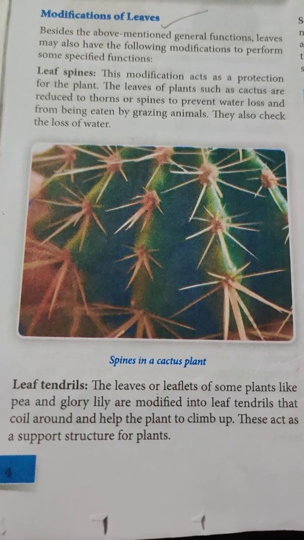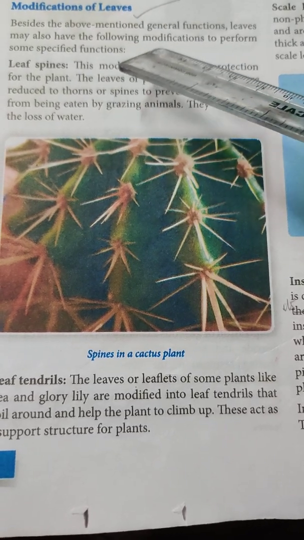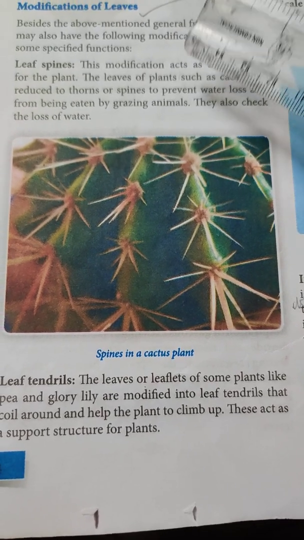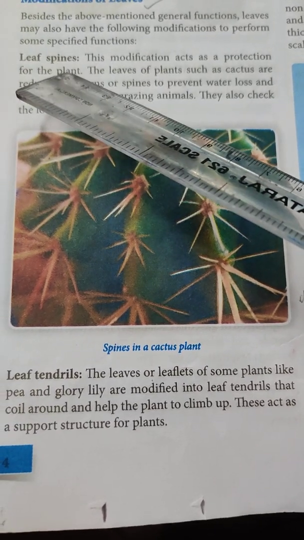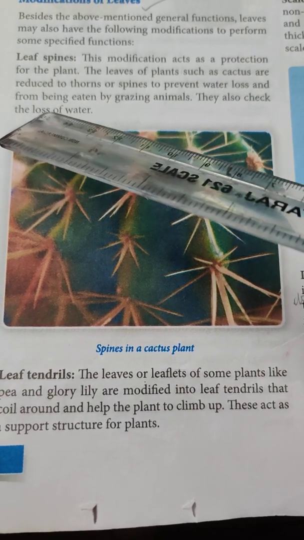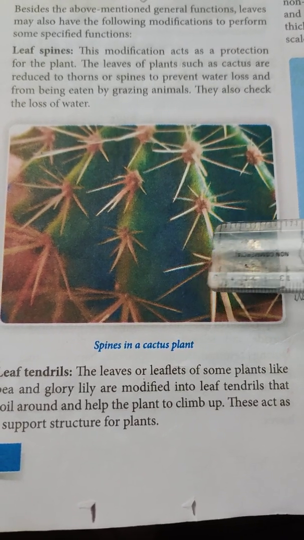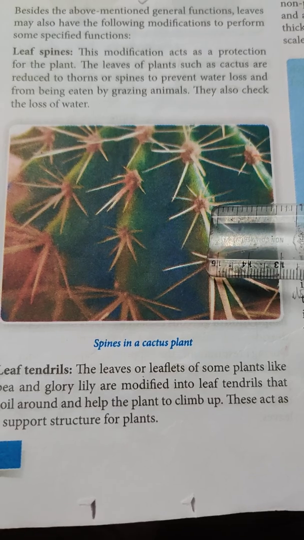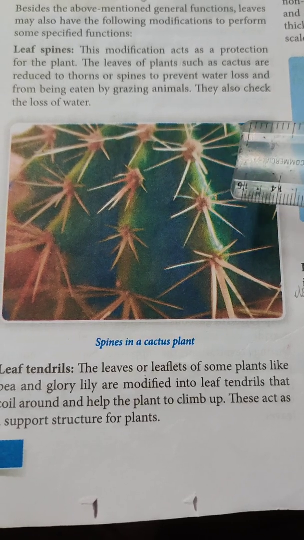Now we come to modification of leaves. Modification means sometimes the leaves perform some other functions also along with their own functions. Then the leaves are said to be modified leaves. Some leaves change into spines. This modification acts as a protection for the plants. You can see in this picture how in case of cactus plants, the leaves are changed into spines. The plant is protected from the grazing animals, and the spines also prevent water loss by the process of transpiration.